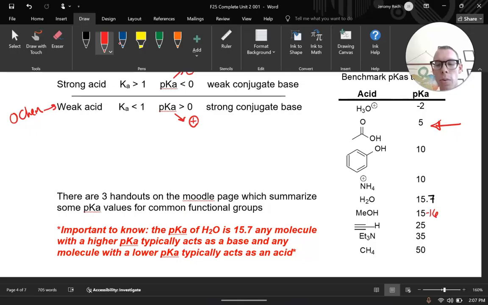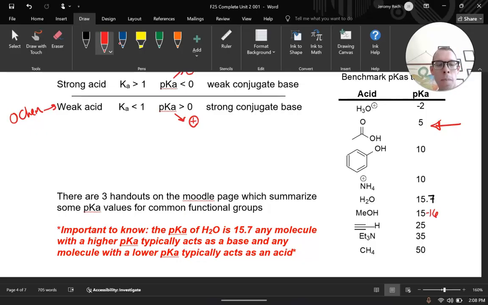A triple bond, which is your alkyne, has a pKa of around 25. Any just CH stuff and double bond stuff is way higher, way up in the 45 to 50 range. And then some of our nitrogen stuff, like triethylamine, is up around 35. These are just some relative values of things that you can think about.